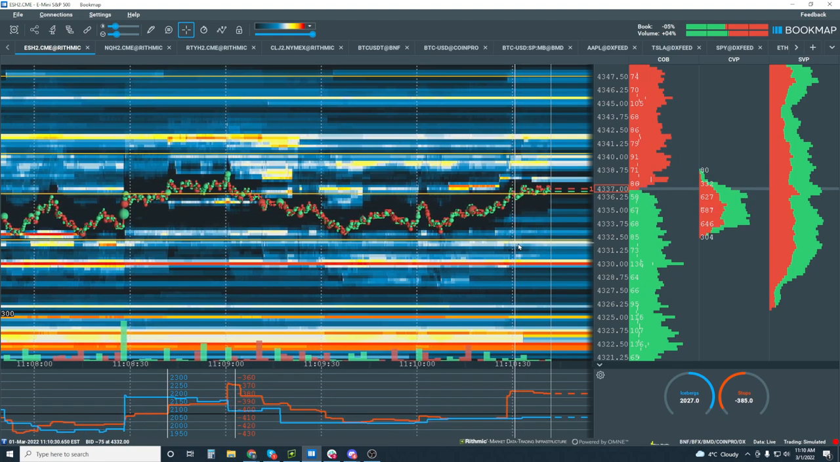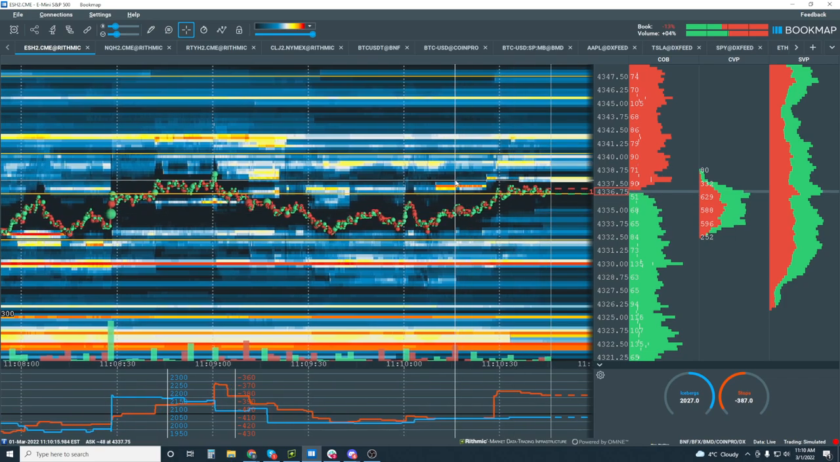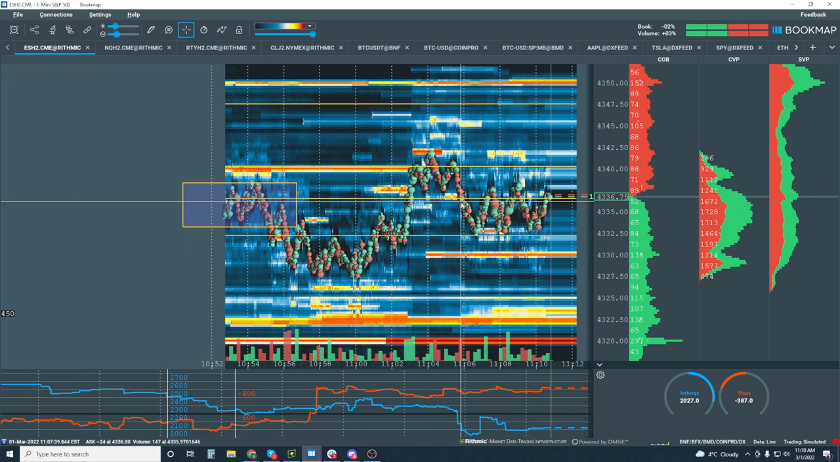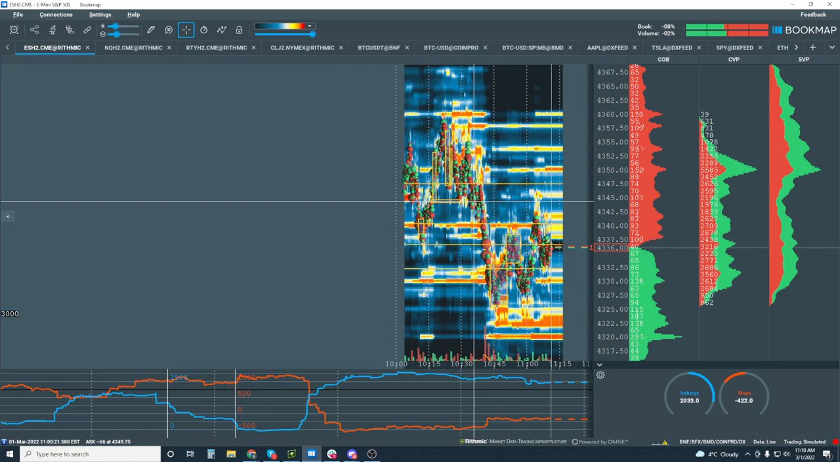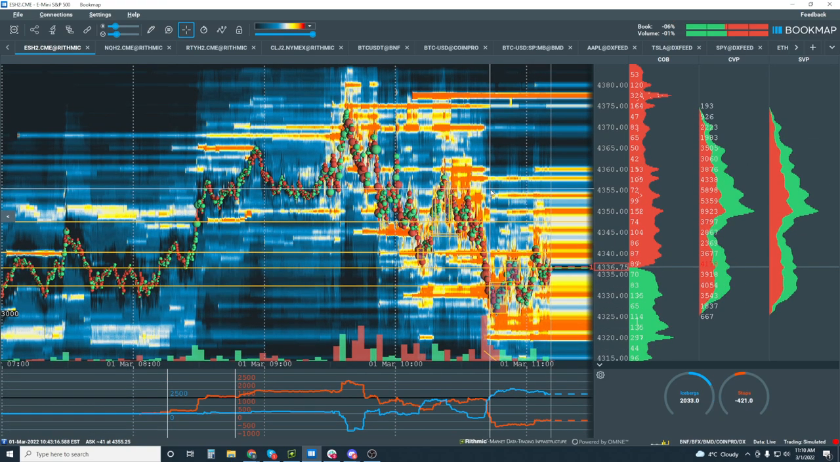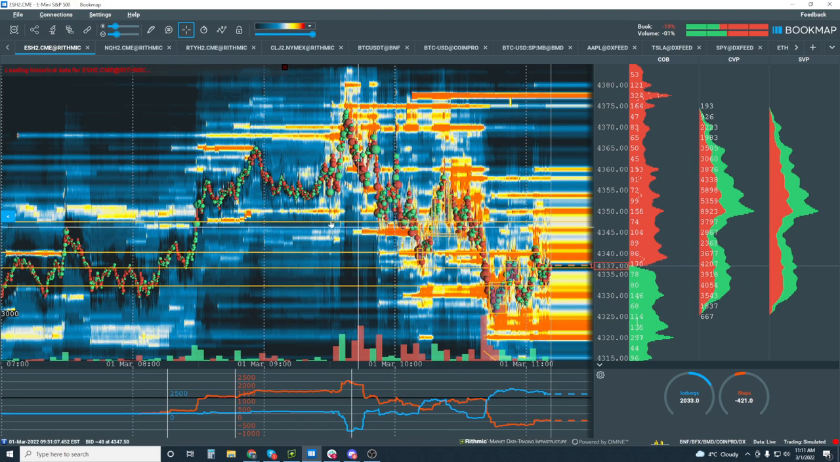We have the European close coming up. We can start to go through some scenarios here for these traders in Europe. Let's zoom out a little bit. What are they going to do? Where are they positioned? Maybe we need a little bit more data in here, a little backfill data. Let's try that.